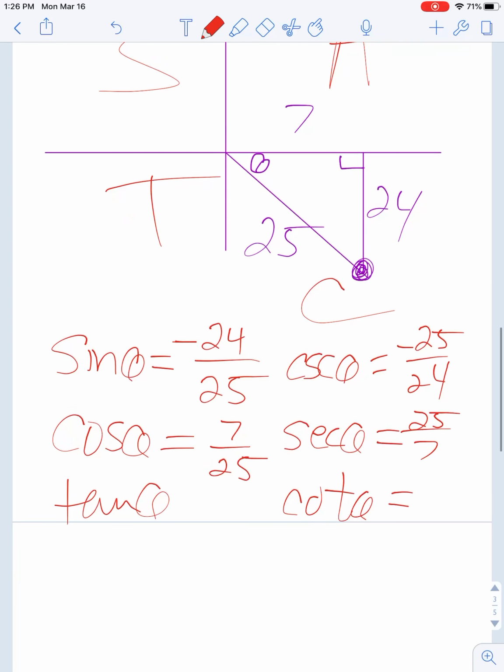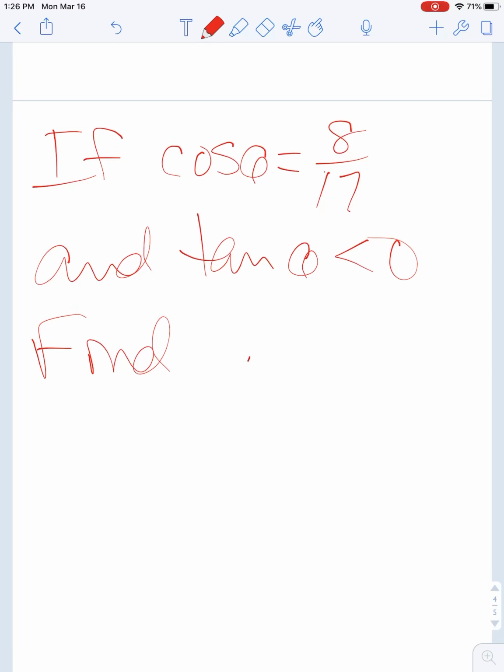Okay, now I'm going to mix it up a little bit. I'm going to give you something a little different. I'm going to say that the cosine of theta is 8/17, and the tangent of that same reference angle is less than 0. What does less than 0 mean? Negative. We're going to find all six trig functions. You're not given a point.